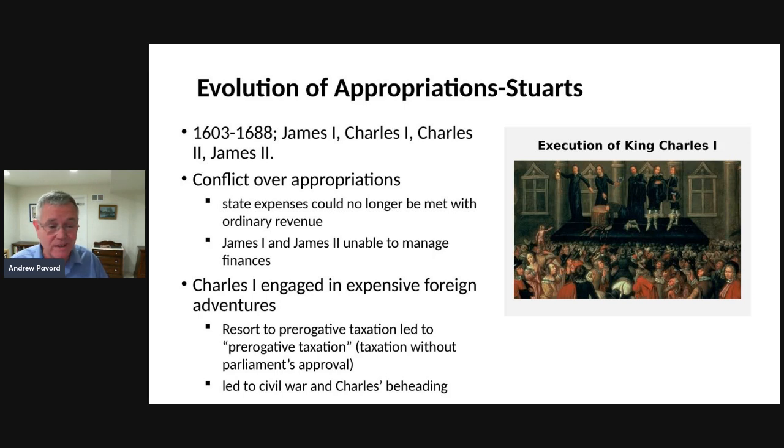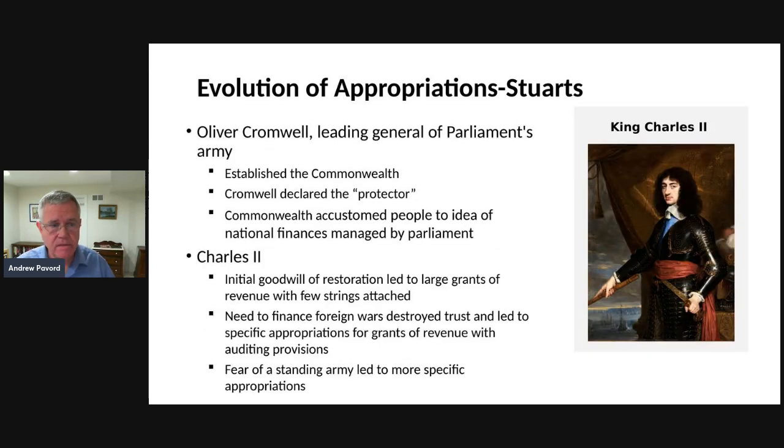Well, not really, because that led to a civil war, and the parliamentary forces eventually won, and Charles lost his head. He got executed, and part of it was religious fights. A big part of it was religious controversy between the Puritans and the regular Church of England, but a lot of it was also over appropriations. So that set up the role of Oliver Cromwell, the leading general of Parliament's army. He establishes the Commonwealth, declares himself the protector, kind of a dictator, and he rules for a while.